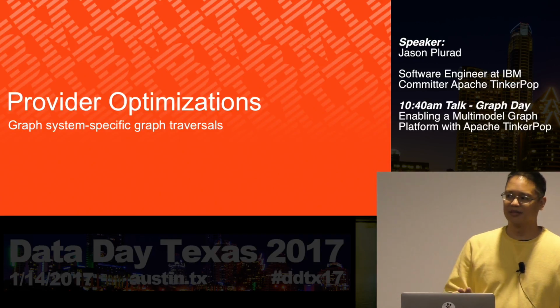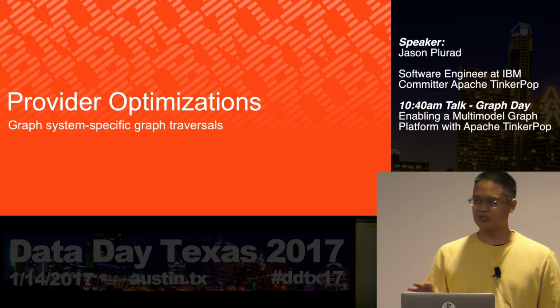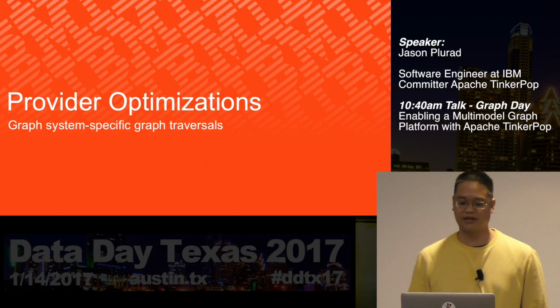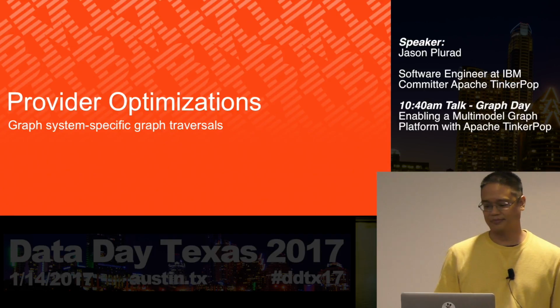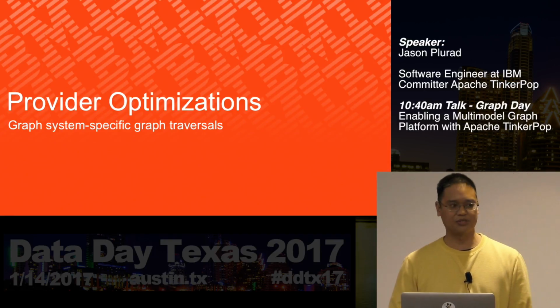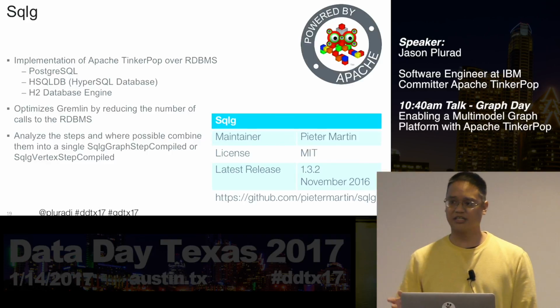So this is where vendor-specific TinkerPop backends really come into play with provider optimizations. This is how different backends have the opportunity to custom tailor Gremlin and the traversals into something that they can use.